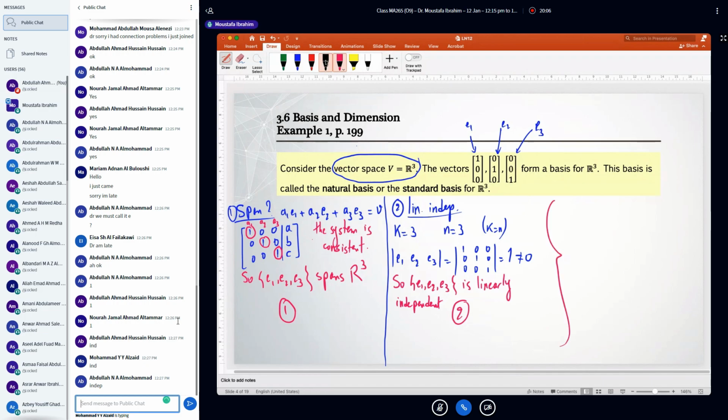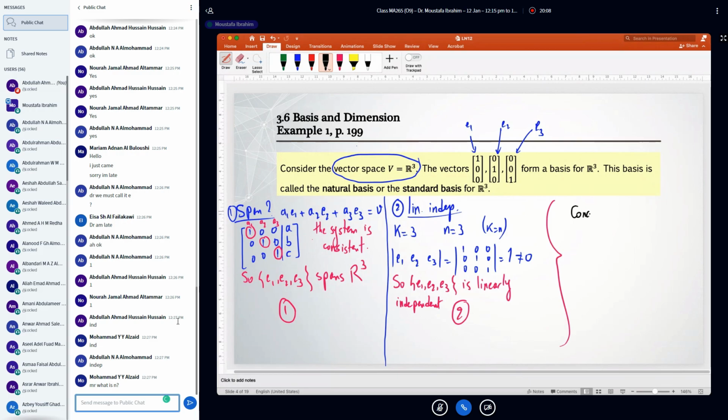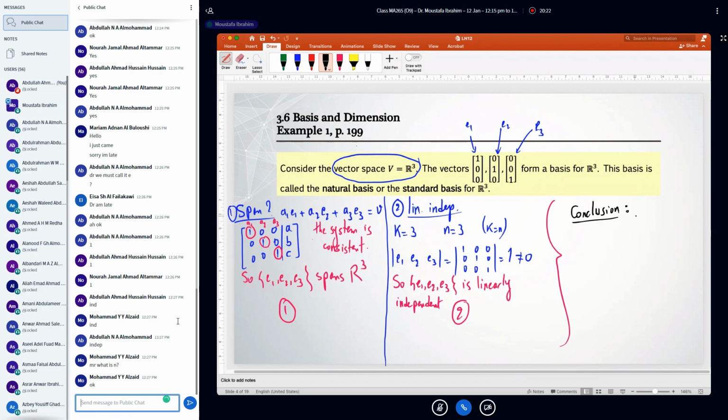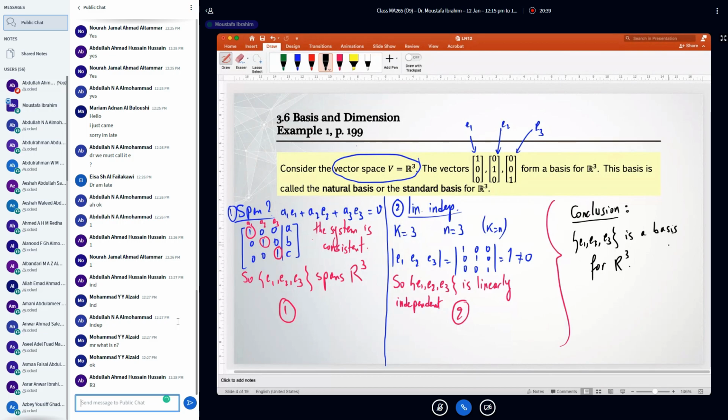What's the conclusion? Here, R to the power of n, as we did before. So conclusion, e1, e2, e3 is a basis for what? For R3. Correct? Very good.